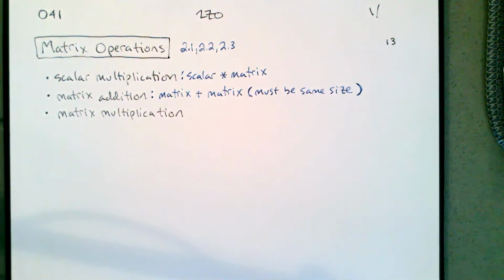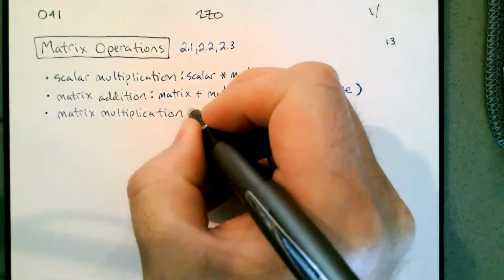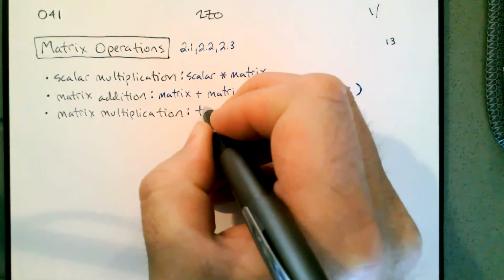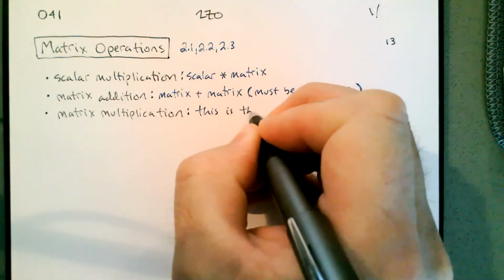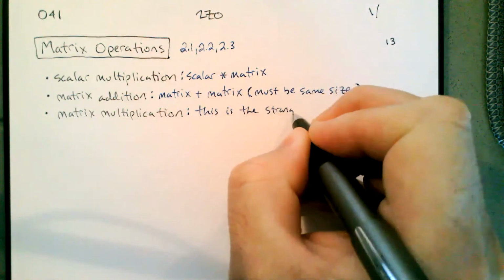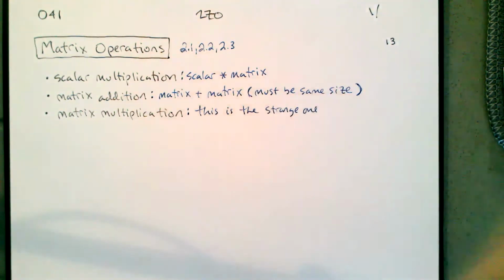Matrix multiplication is the strange one. Matrix multiplication works differently. Usually the question is going to come up, why don't we just multiply matrices by multiplying the corresponding entries the same way we do with matrix addition? There's a very good reason for that. That style of multiplication doesn't tell us anything useful. It's pretty useless. So that's why we don't do it that way.